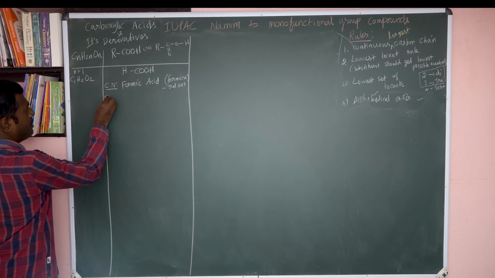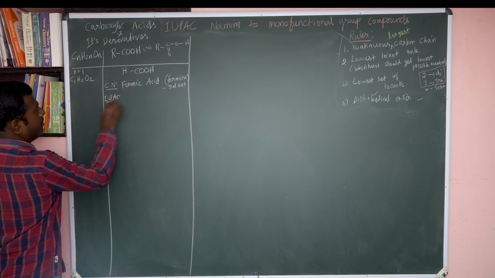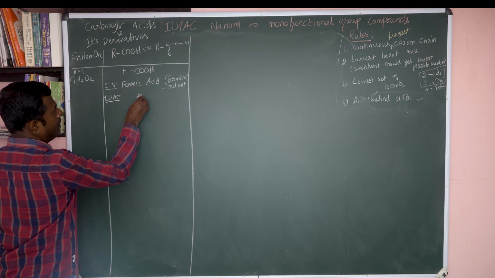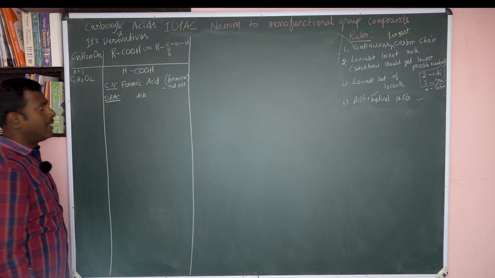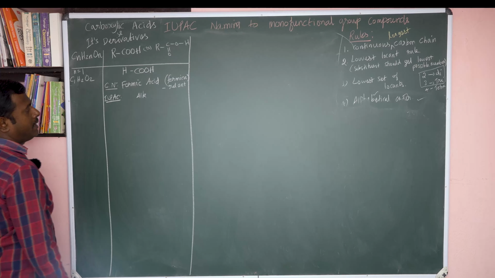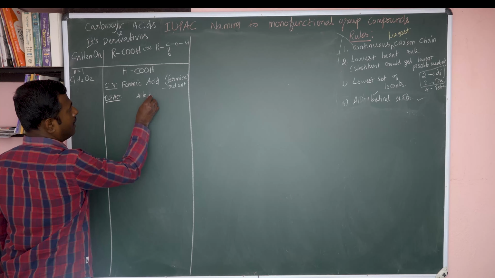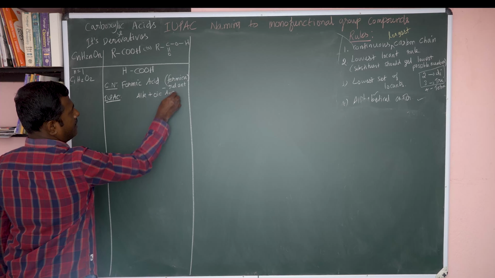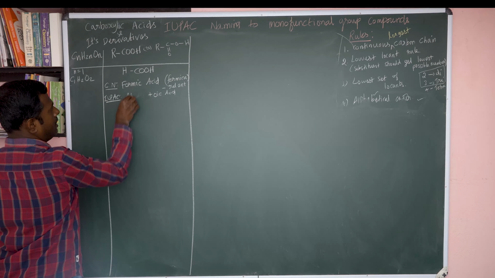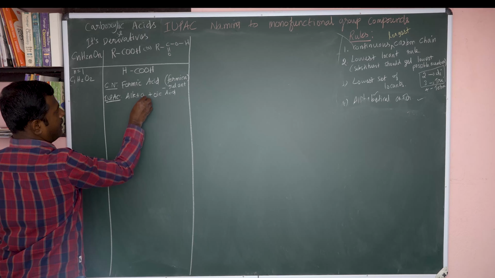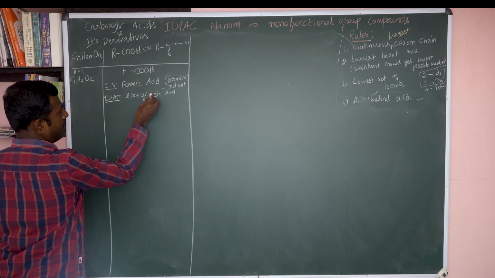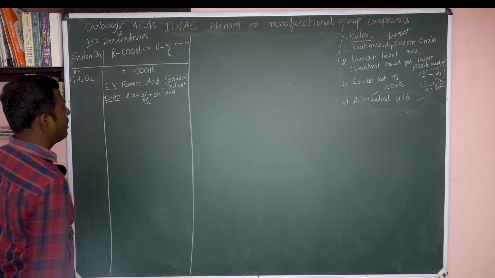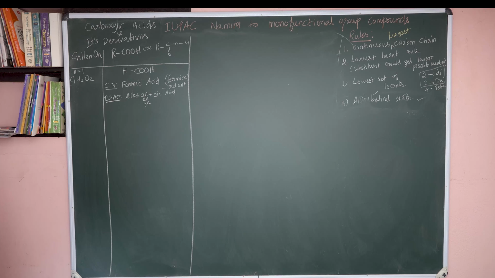And what about the IUPAC name? Based on the number of carbons, the root word is chosen. So it is generally called alk, and for carboxylic acid, oic acid. Then if only single bonds are present, it is an. If a double bond is present, ene. If a triple bond, yne. So alkanoic acid or alkenoic acid or alkynoic acid.